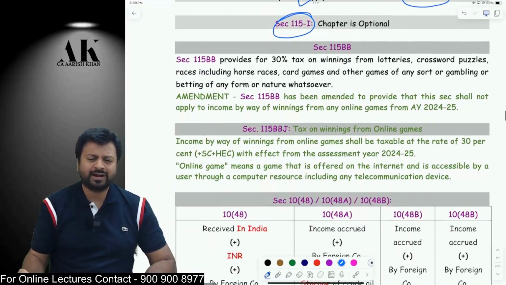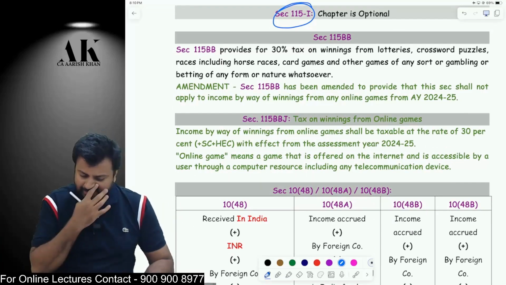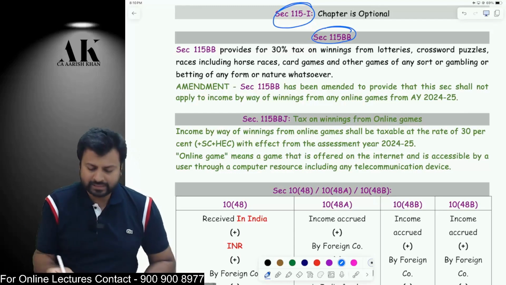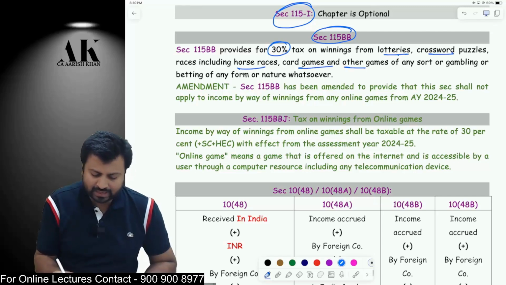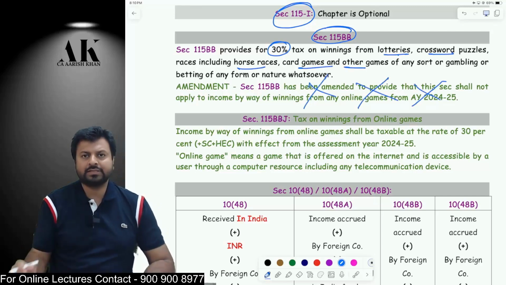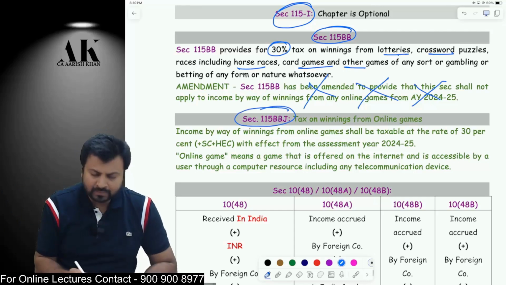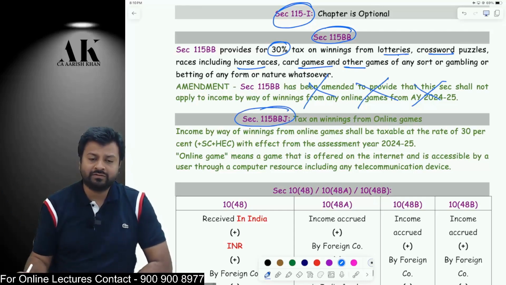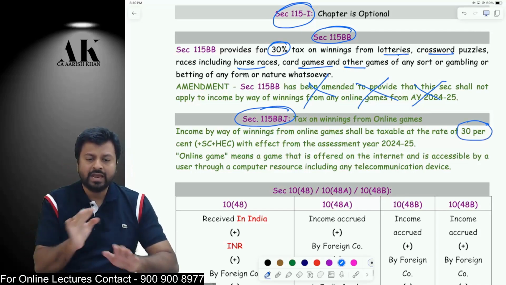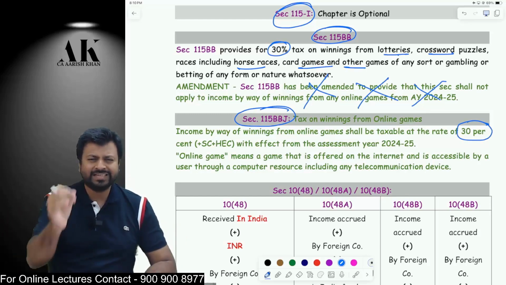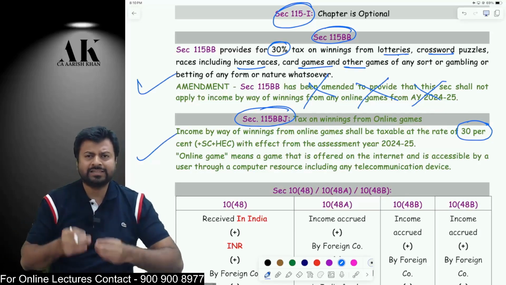Now coming to some next part, which is not exclusively applicable to non-residents. It is applicable to everybody. That is 115BB. That is a special tax rate of 30% from lottery, crossword puzzle, including horse race, card games, etc., except online games. Now, online games is not covered in 115BB. Online games is specifically covered under a new section from Finance Act 2023, that is 115BBJ. So, online games will be taxable at 30% under section 115BBJ and not under section 115BB. This is not exclusively for non-residents. These two sections are applicable to everybody. That is the reason we have kept them over here.